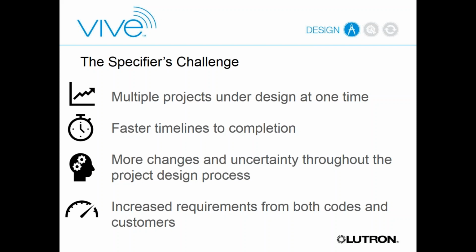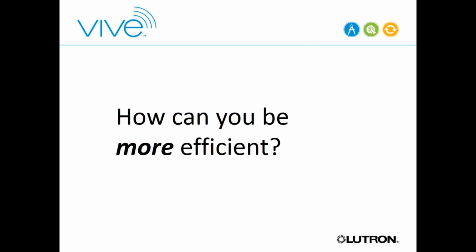And not only that, as we mentioned, both the codes and customers being more informed and educated about lighting controls are asking more and more of you when you're putting that system into their building. So the question is, how can you be more efficient? How can we help make you more efficient? And the real way to help with that is to pick the right lighting control solution and focus on using wireless control to save you that time.